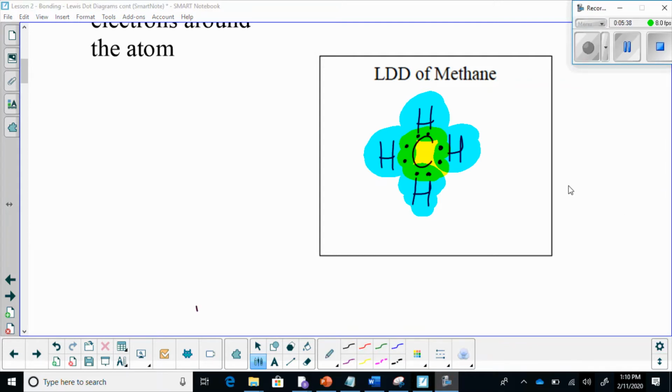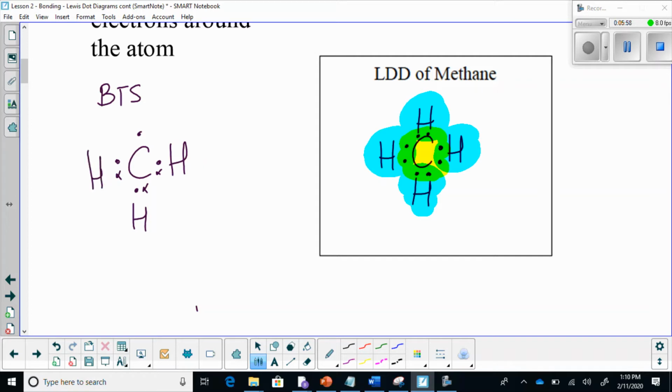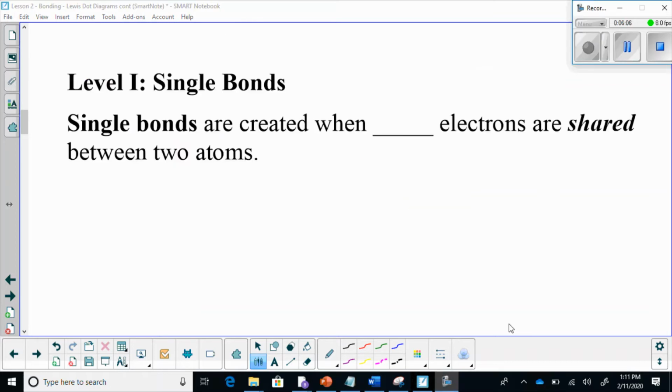Behind the scenes, this is what's happening. Carbon has 4 bonding electrons, and hydrogen comes and brings its electron and bonds with carbon. Okay, so the X's represent the valence electrons of the hydrogen. So this is what's happening behind the scenes. Single bonds are created when 2 electrons are shared between 2 atoms. Okay, so a single bond is when 2 electrons are being shared by 2 atoms.